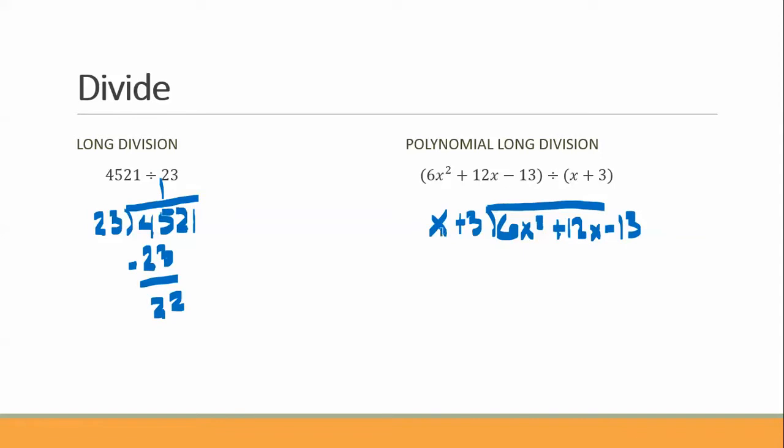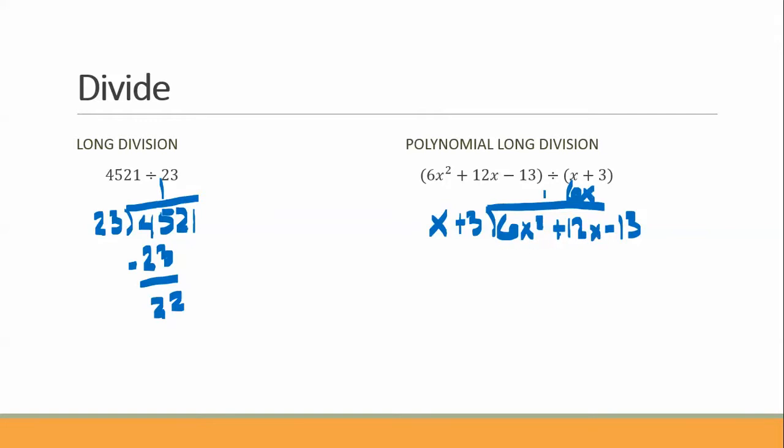So let's do the same thing over here, only this time you only have to look at the x's. How many x's go into 6x squared? Or what do I need to multiply x by to get 6x squared? We need to multiply by 6x. Same thing here, we put the 6x over the x because that's our place value. The place value is our x.